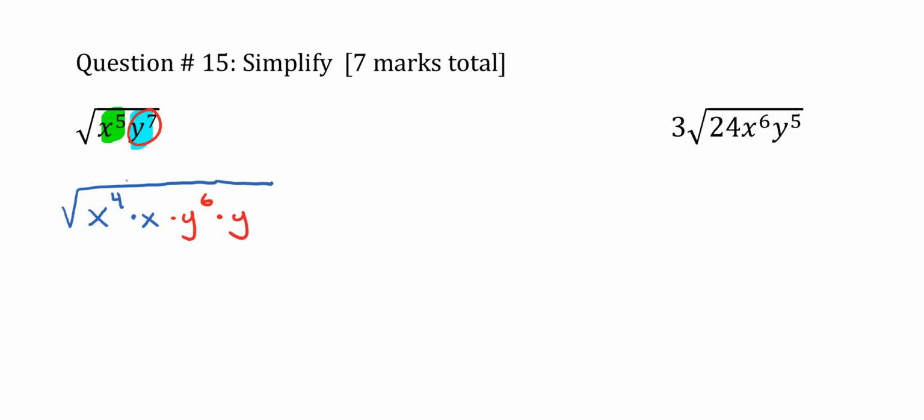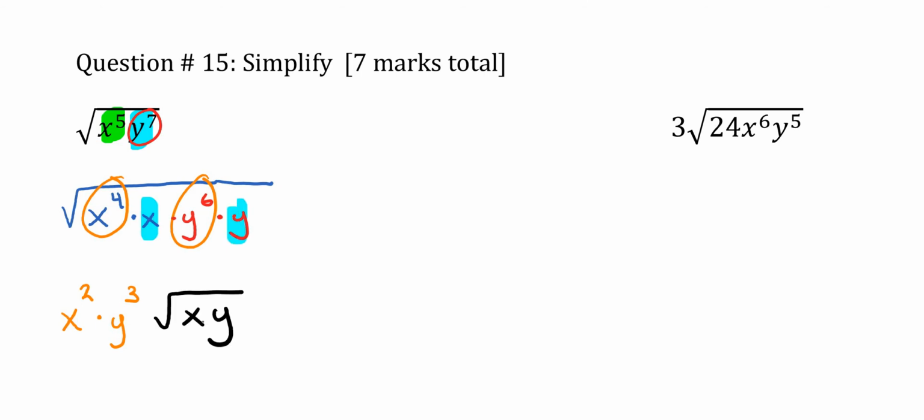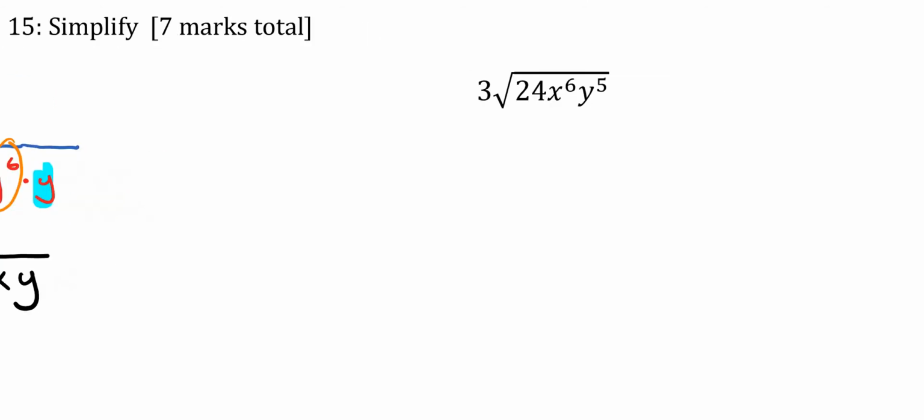And then from there, let's go ahead and calculate the even expressions here. X to the power 4, since that's an even power, divide that by 2, so x squared. And y to the power 6, if I divide that by 2 on the power, I get y to the power 3. And then I have the x and the y left over, so then I just leave that on the inside as x times y. And that's it for that question. Let's move on to the next one here.